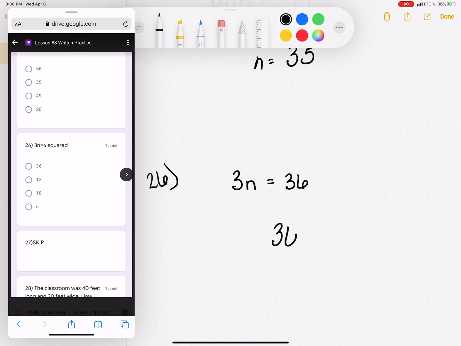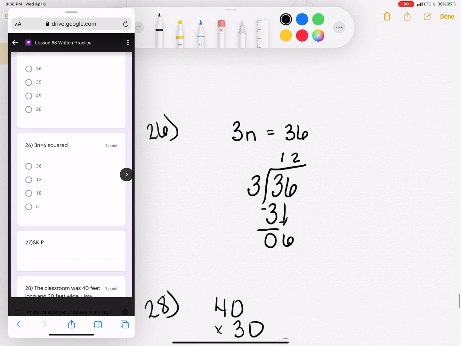Number 26. 36 divided by 3. 1 times 3 is 3. Bring down your 6. 2 times 3 is 6. Remainder 0. n equals 12.